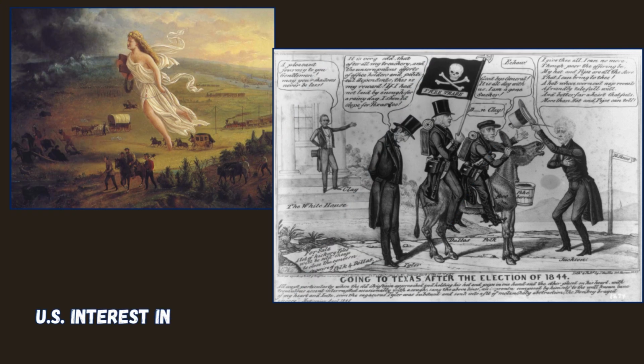Manifest destiny. Many in the United States, particularly in the South, supported Texas's annexation to expand slavery and increase the South's political power. Others opposed it for fear of exacerbating sectional tensions over slavery.